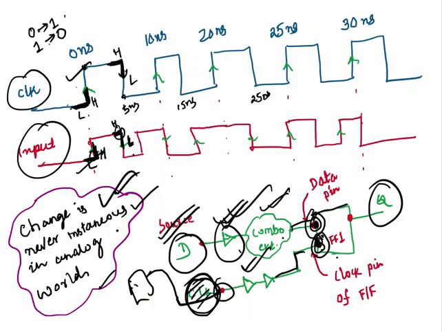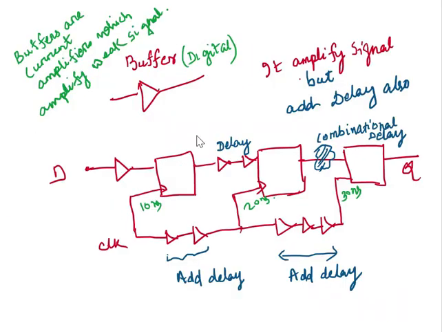And what exactly is this buffer? Many times we have seen this in digital logic circuits. Whatever input you give, we get the same output at the buffer. Actually, buffers are current amplifiers, that we have to know. It amplifies the weak signal. It is a combinational circuit. If you go a little bit deeper, all these circuits are made up of transistors or MOS only.